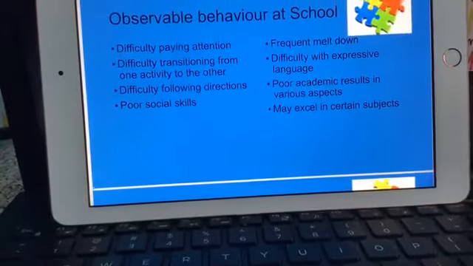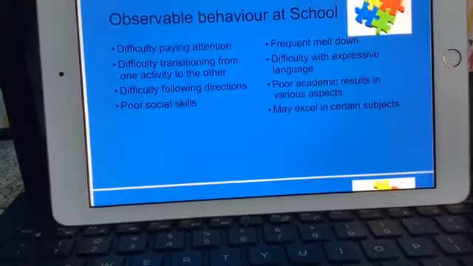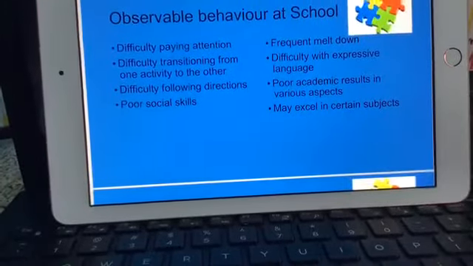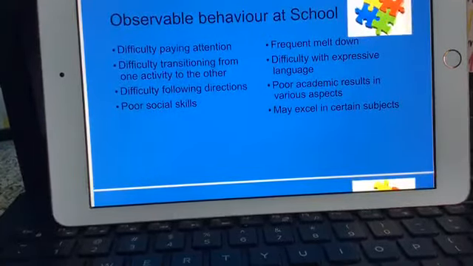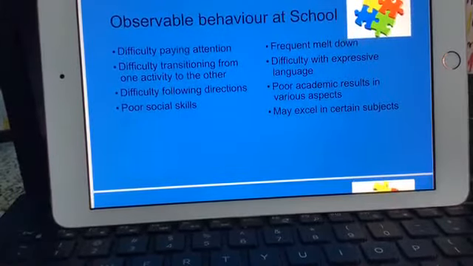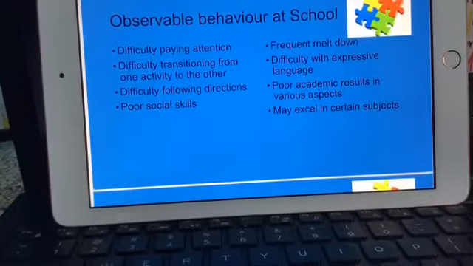A temper tantrum: if the child wanted the red crayon and he or she didn't get it, they'll cry, they'll fuss, but the minute you give them the red crayon, they'll stop. So that is the difference between a meltdown and a tantrum, and that is very important. So at school, the teacher will notice meltdowns rather than tantrums. They'll also have difficulty with expressive language, because part of the criteria is difficulty with social communication and social interaction.